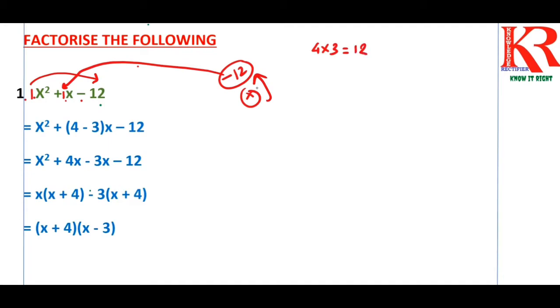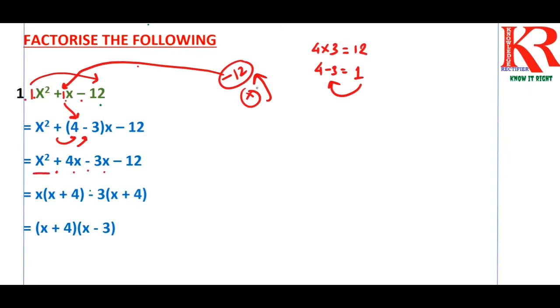4 3s are 12. Okay, multiplying gives 12, subtracting gives 1. So for 1 what will we write? 4 minus 3. That is what we have written here. Okay, I'm just revising it. Right? Then with this plus you multiply inside. Plus plus plus, 4 into x is 4x, plus minus minus, 3 into x is 3x.